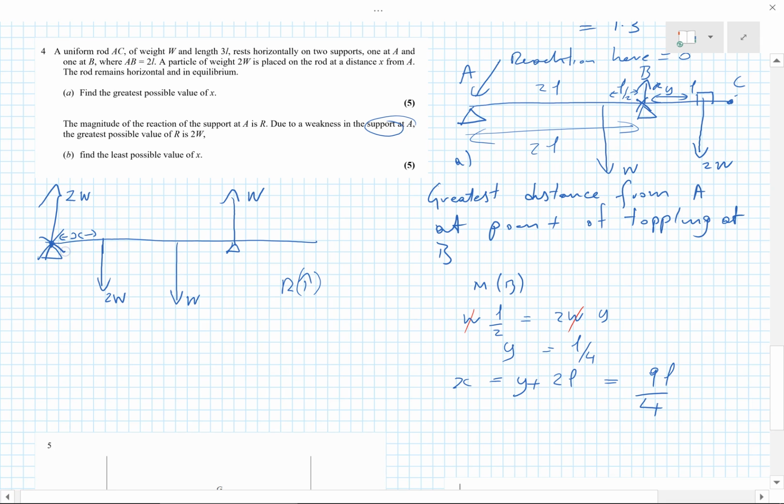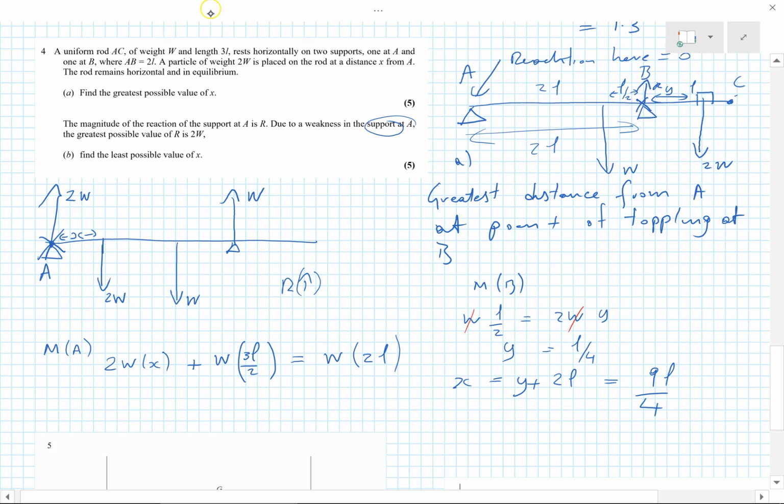That simple principle, forces up equal forces down, comes in very handy again. So I'm going to take moments about here, and that should come out quite nicely. So we have moments about the support A. We have 2W times X, going clockwise. We've also got this force here, which is halfway along the rod, so that's plus W times 3L over 2, because it's 3L long. And that moment is equal to the moment of this force here. The distance from there to there is 2L, so that equals W times 2L.